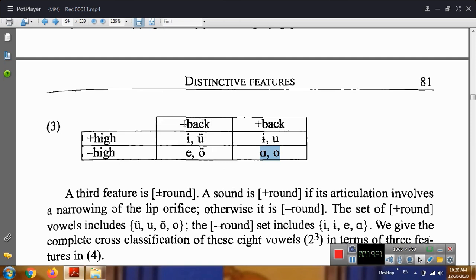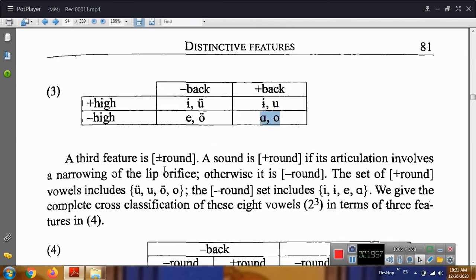When we say what are the minus back sounds, we have these 4 sounds, and above the plus back we have these 4 sounds. Above the plus high we have these 4 sounds. Above the minus high we have these 4 sounds. But when we say what are the minus back and plus high, we have just these 2 sounds. And when we say what are the minus high and minus back, we have just these 2 sounds. And above the plus back and plus high, we have these 2 sounds. For minus high and plus back, we have these 2 sounds.